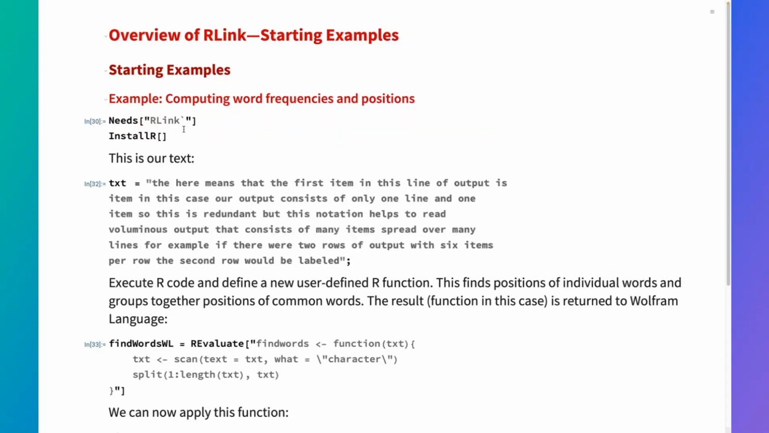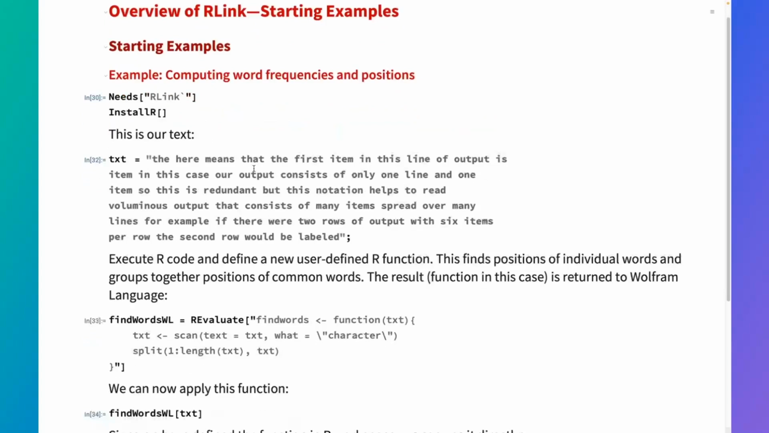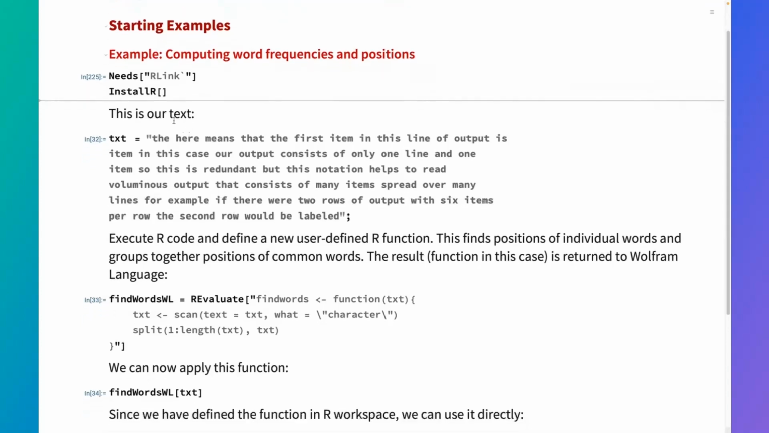So the first example basically shows how you can define your own functions. The simplest function is: you have some text, and the first thing you have to do is load the package and call InstallR. And here is the first difference with respect to how it used to work. RLink used to bundle its own R distribution, but we no longer do that for various reasons, although we are planning to bring this back in some form, but differently from how it used to be. And so InstallR with no arguments currently works differently.